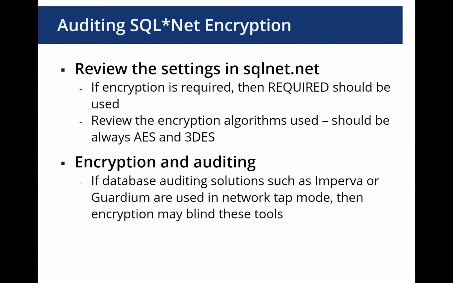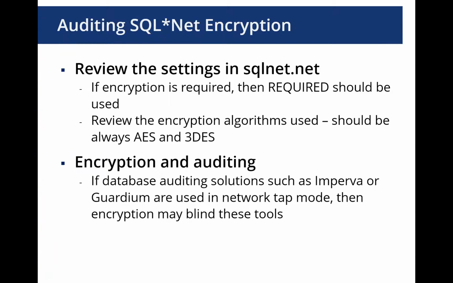Some organizations have implemented auditing tools such as Imperva and Guardium. These tools can be implemented in different modes. One of the modes is they sit there as a network tap, and they're basically sniffing the network, watching the SQL Net packets go back and forth, and that's how they do their auditing. So they have zero performance overhead on the database server. They basically watch the network traffic. And oh, by the way, if I now turn on encryption, I actually blind those tools to the traffic. They can't see the SQL Net traffic going back and forth.